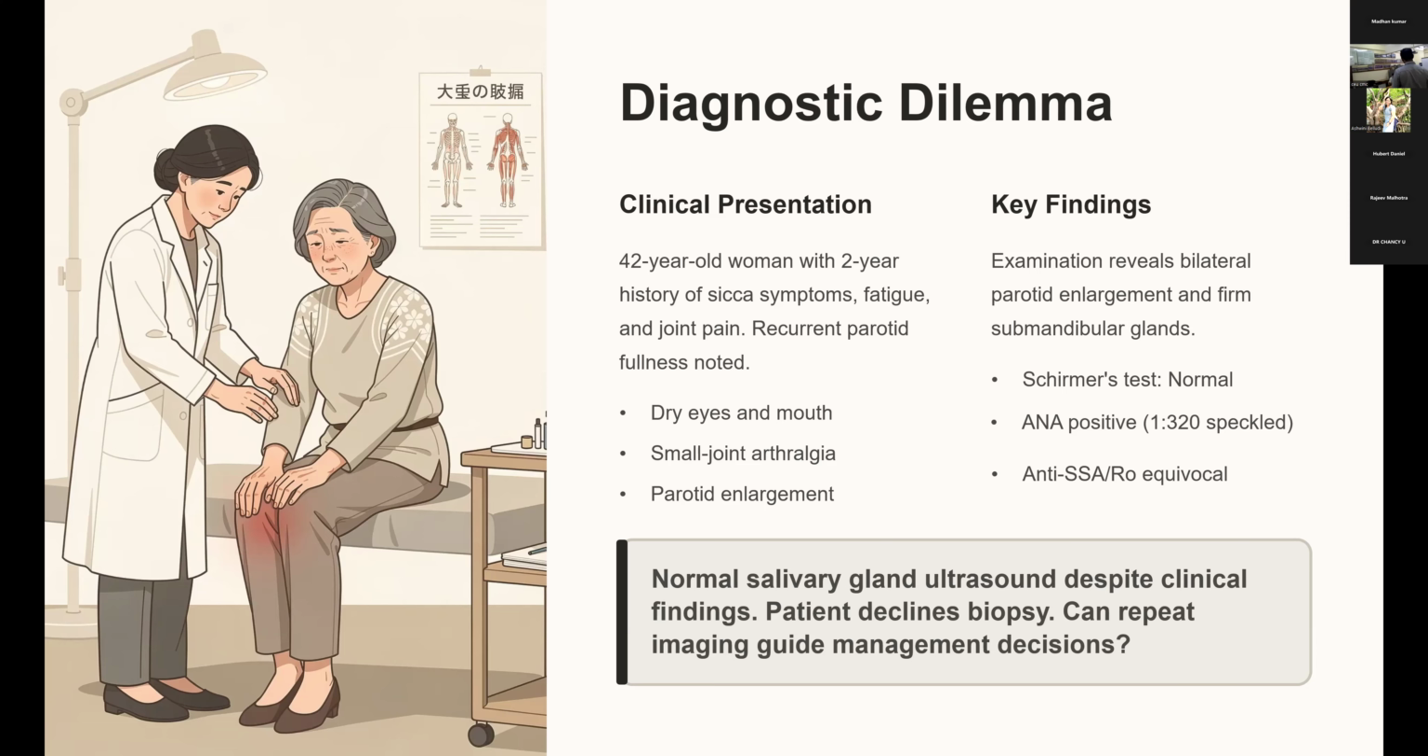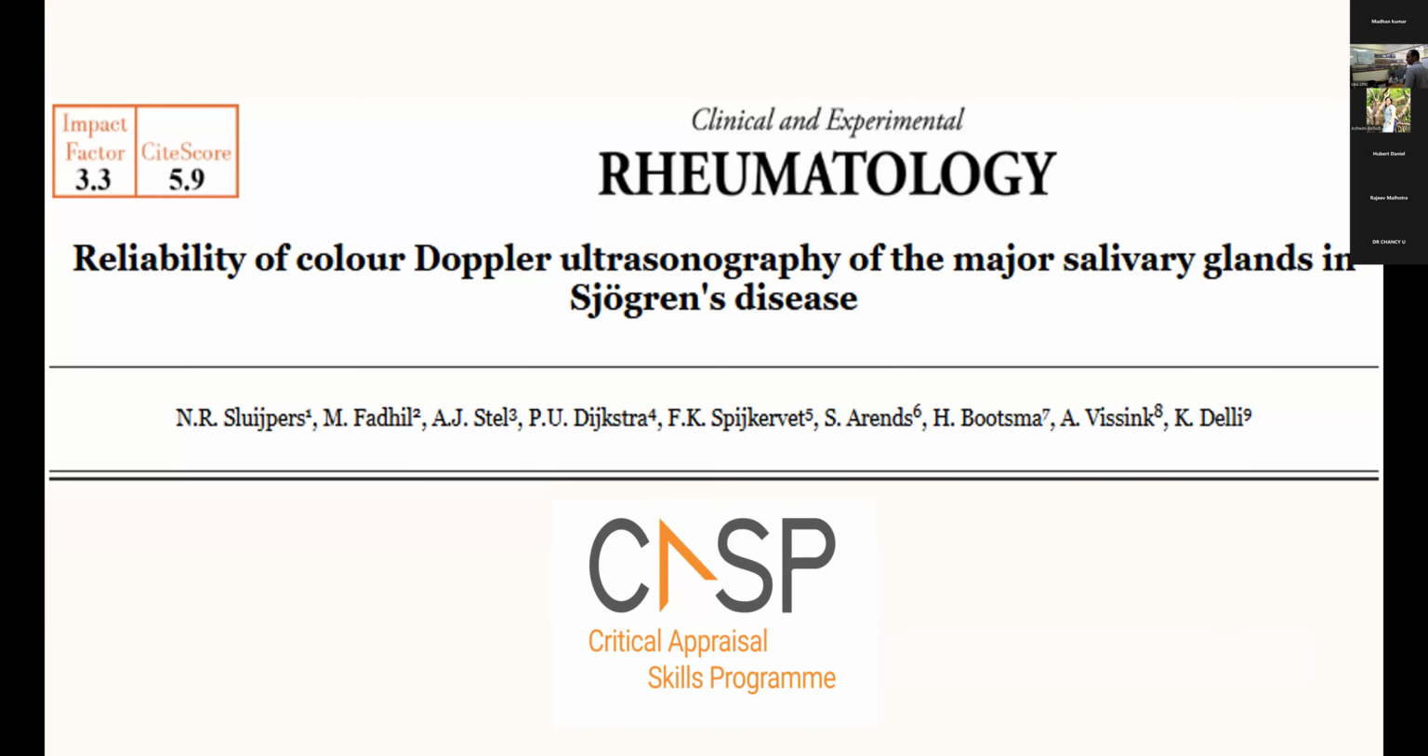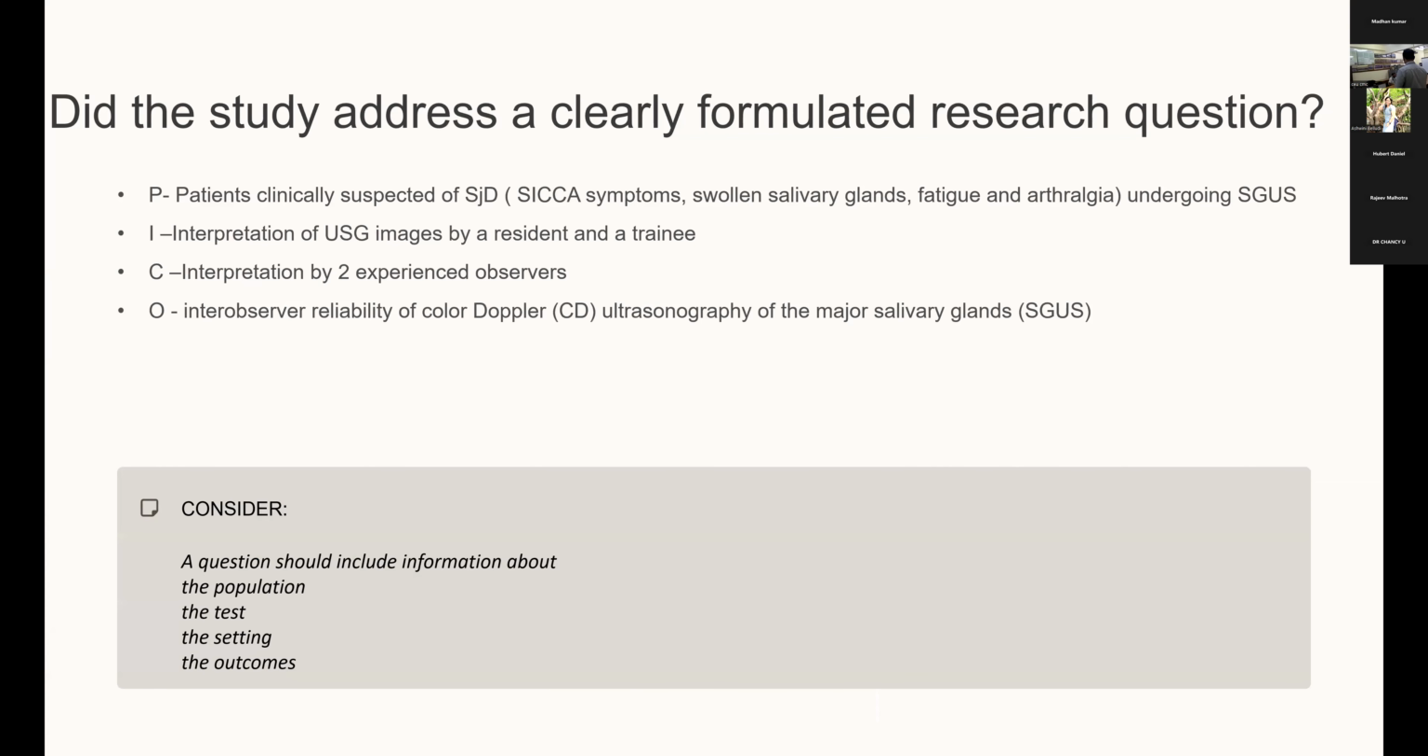Now, for the diagnosis of Sjogren's syndrome, we need sicca symptoms which are objectively demonstrated, as well as evidence of underlying autoimmunity. In this patient, the autoimmune spectrum is not very clear, and Schirmer's is normal. There's no objective evidence. So the question is whether we can use this imaging to further guide decision making in this patient. We'll be appraising this study, the reliability of color Doppler ultrasound of the major salivary glands in Sjogren's disease, using the CASP checklist.